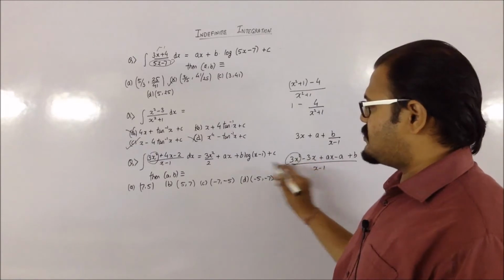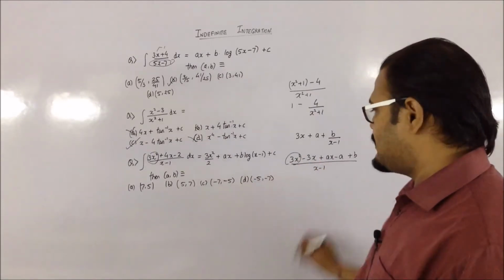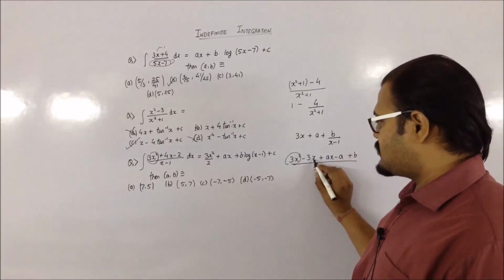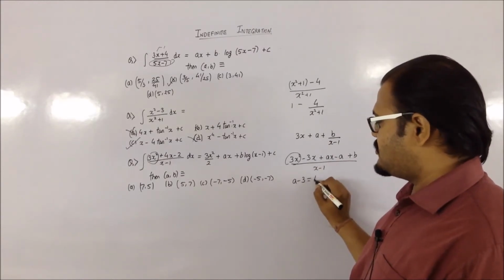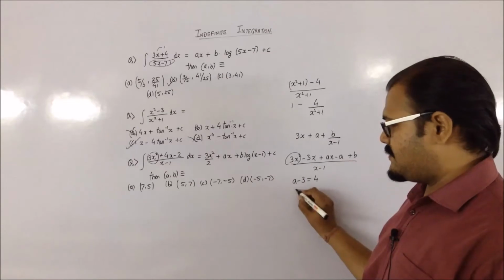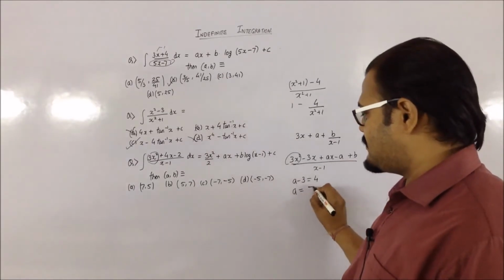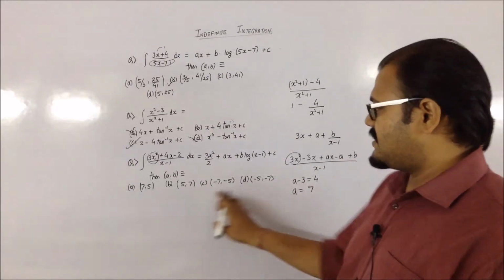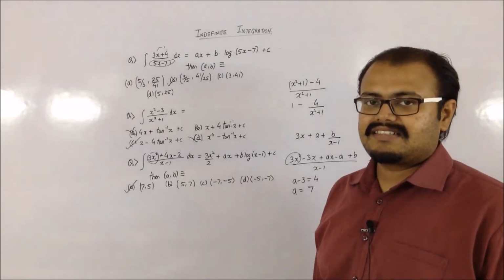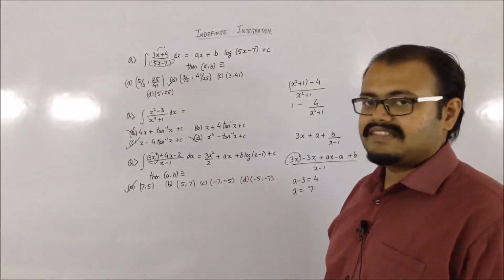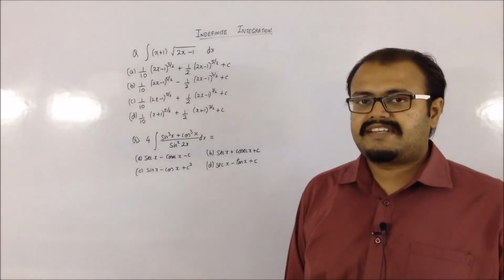So your 3x is already present over there. Then comparing the x coefficient. So your x coefficient over here is a minus 3, which is going to be equal to 4. So you will be getting your a as 7. So just looking at the options, you can find that a is 7 over here only. Otherwise it's not there. Moving on to the next one.